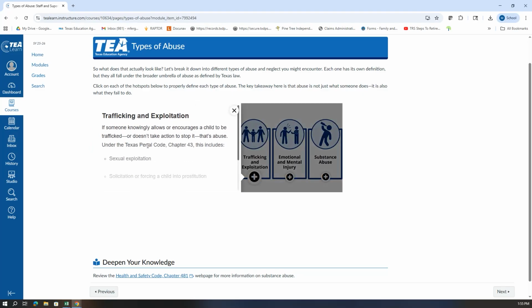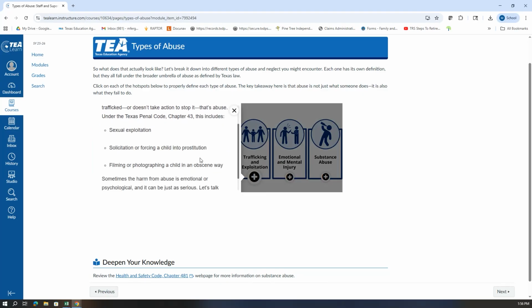Trafficking and exploitation. If someone knowingly allows or encourages a child to be trafficked or doesn't take action to stop it, that's abuse under the Texas Penal Code, Chapter 43. This includes sexual exploitation, solicitation or forcing a child into prostitution, and filming or photographing a child in an obscene way. Sometimes the harm from abuse is emotional or psychological, and it can be just as serious.